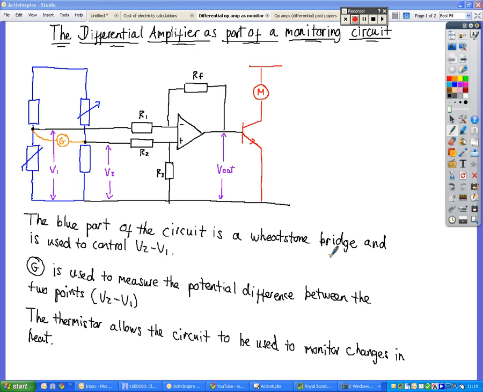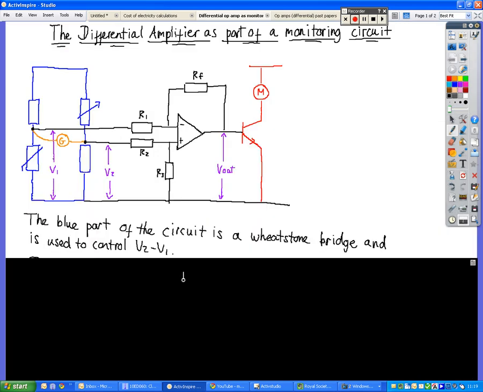So if we're using the differential amplifier as part of a monitoring circuit, I've broken this down into 3 separate sections. Normally it will be connected to a Wheatstone bridge. The part in blue is the Wheatstone bridge. The Wheatstone bridge there is used to control V2 minus V1. It's connected to the 2 different points, here and here. So whatever values these resistors have will control what the potential is at each of these 2 points, therefore controlling what V2 and V1 are.